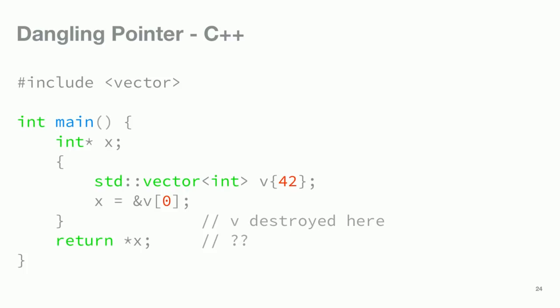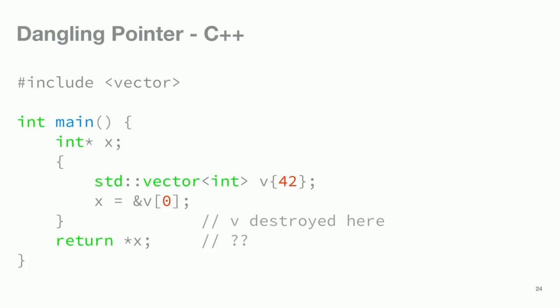We have a dangling pointer. So we have a pointer x, which we point to the first element in a vector. The vector gets destroyed. We still have a pointer. What happens if we dereference it? Well, crash, I guess. But certainly something you don't want to do.